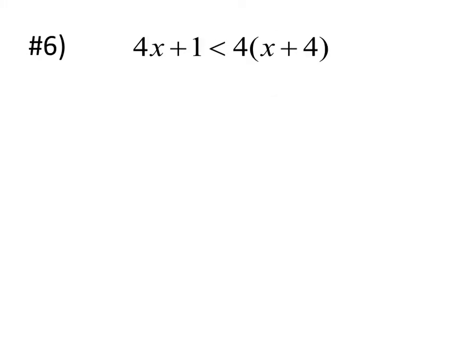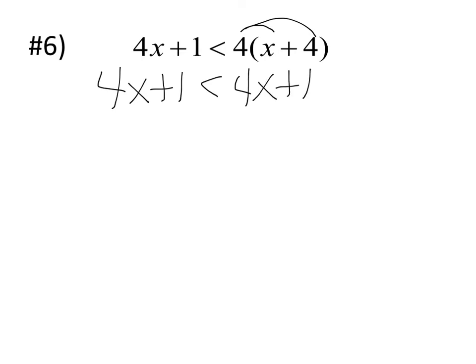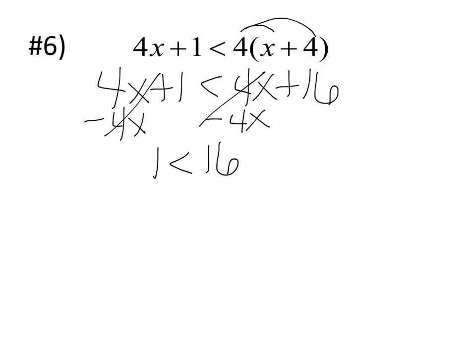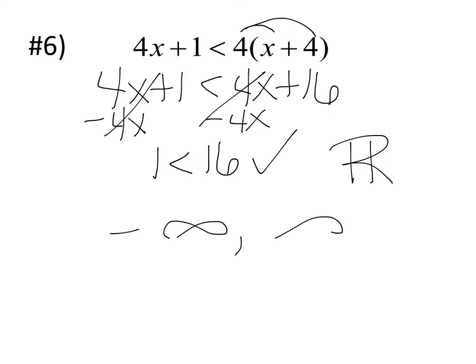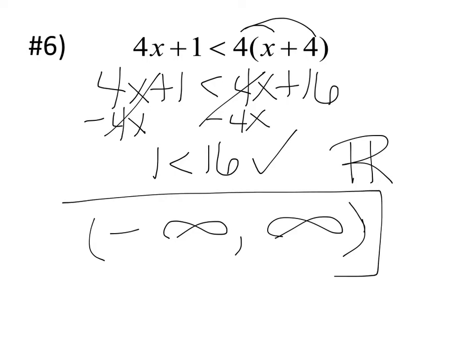Alright, here the first thing I need to do is distribute my 4. So I have 4x plus 1 is less than 4x plus 16. Subtract 4x from both sides. Cancels on both sides, leaving me 1 is less than 16. Is this a true statement? It is a true statement. So if you get a true statement, remember, your answer is all real numbers. But they asked you to write your answer in interval notation. So interval notation is just negative infinity to positive infinity.